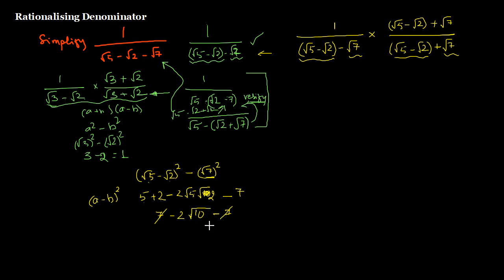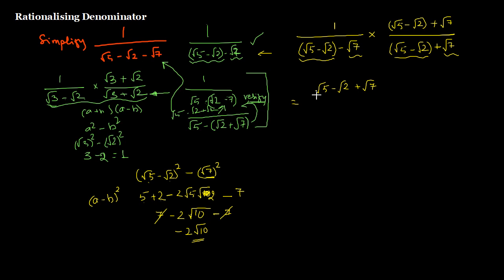7 plus 7 minus 7 gets cancelled. I'll be left with minus 2 root 10. So that's what I'm going to actually use straight here. The top one stays as is, root 5 minus root 2. If I take out the bracket, nothing is going to change, plus root 7.